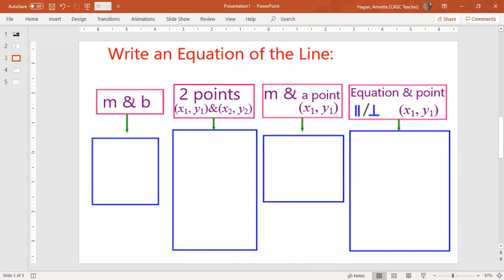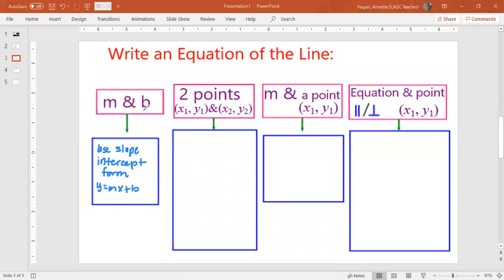So if you are given an m and a b, so that's a slope and a y-intercept, I'm going to use slope intercept form, because that's what I was given. You're going to plug in your m and your b into y equals mx plus b, okay?